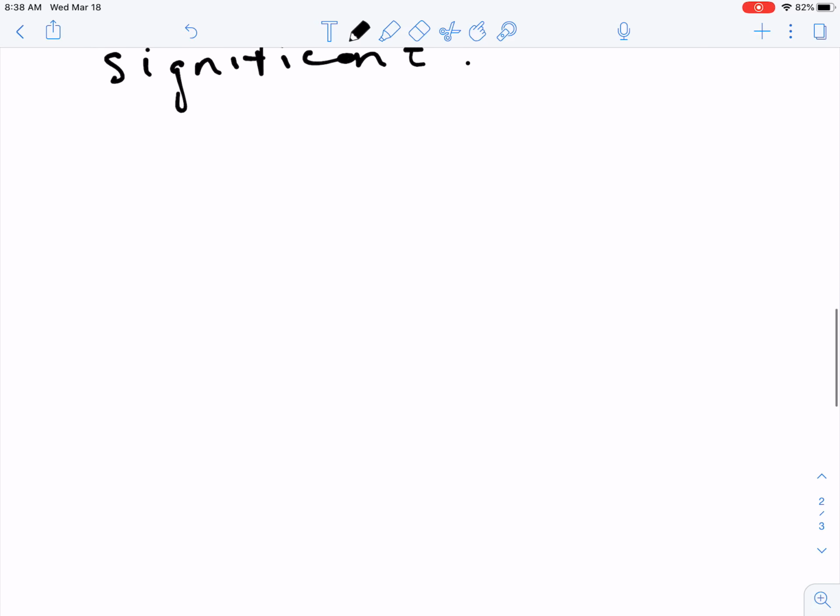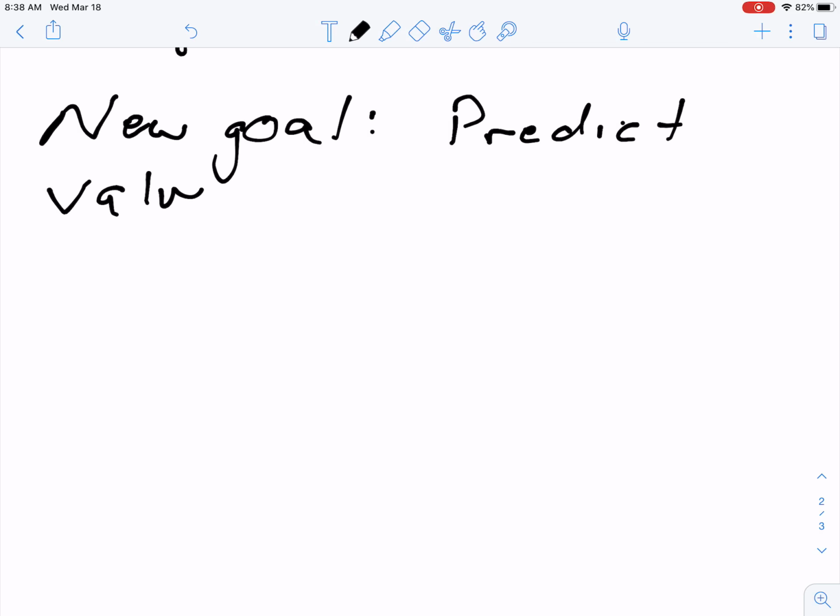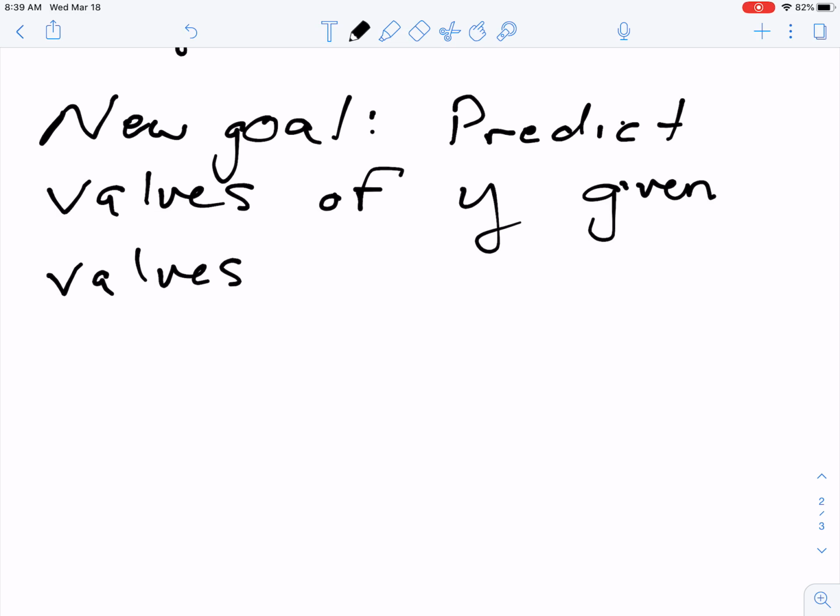So in the past, we've been focused on that slope. Now we're going to be focused on a new goal that oftentimes regression is useful for. So our new goal is to predict values of y given values of x. So predict values of the dependent variable given values of the independent variable.